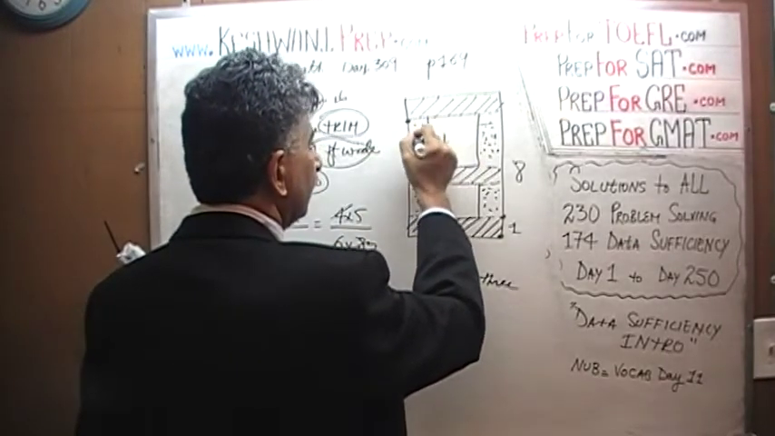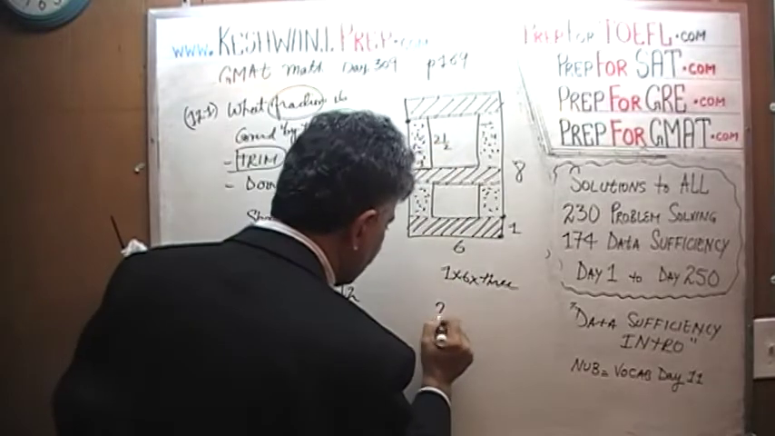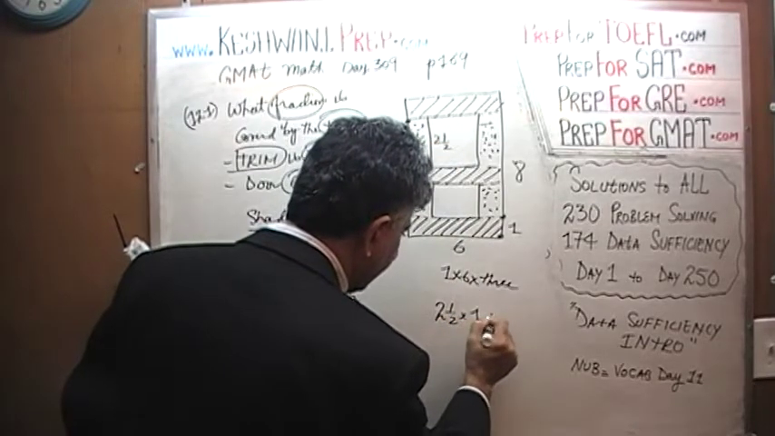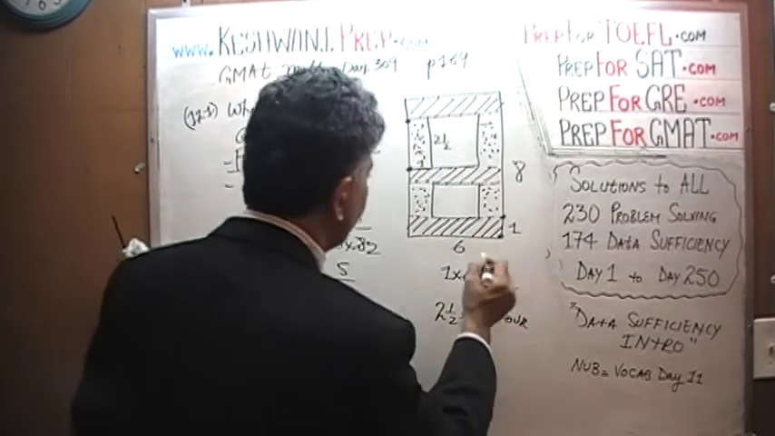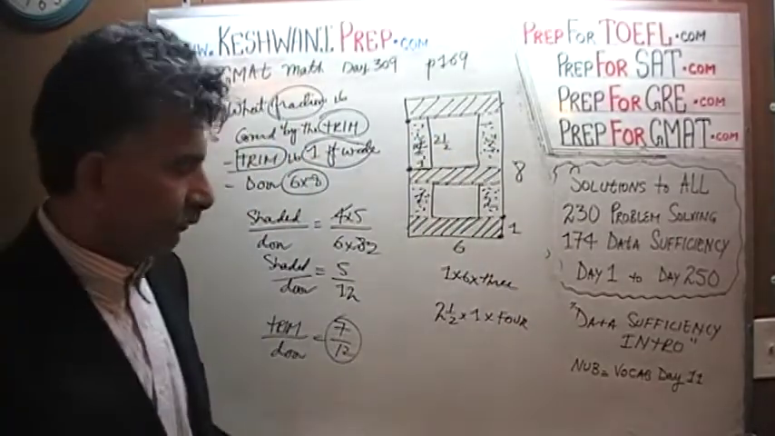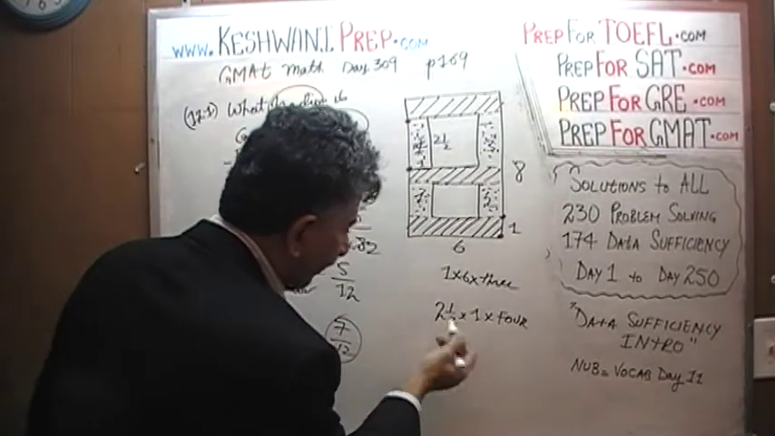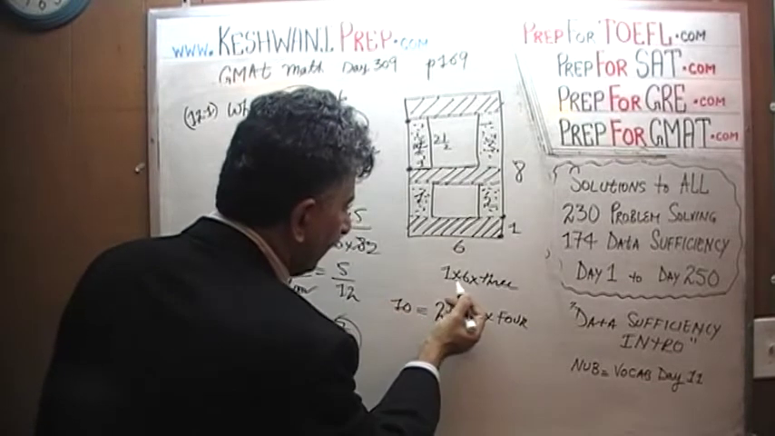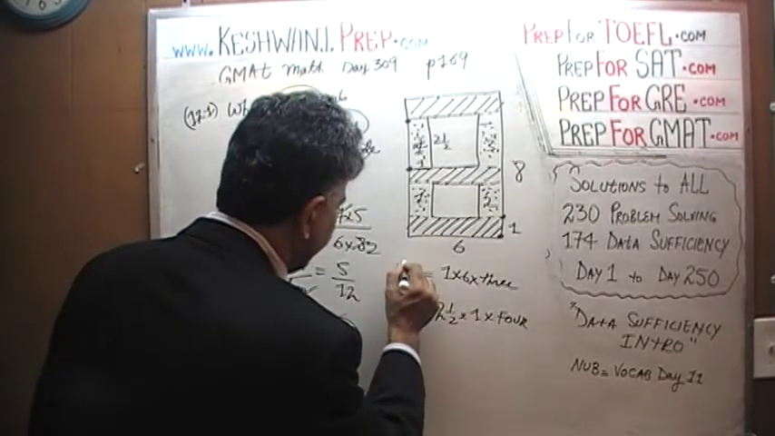2.5 times 1 times 4. There are 4 of them. You see right here, 1, 2, 3, and 4. That's it, we are done. 4 times 2.5 is 10. And 6 times 3 is 18.